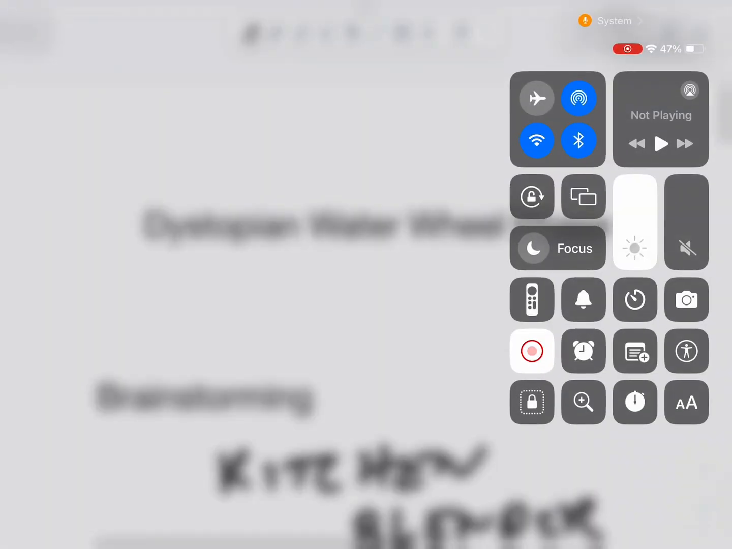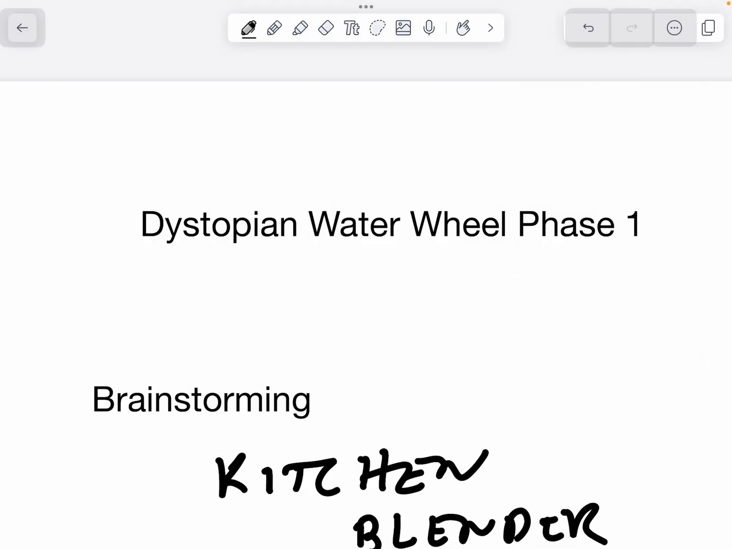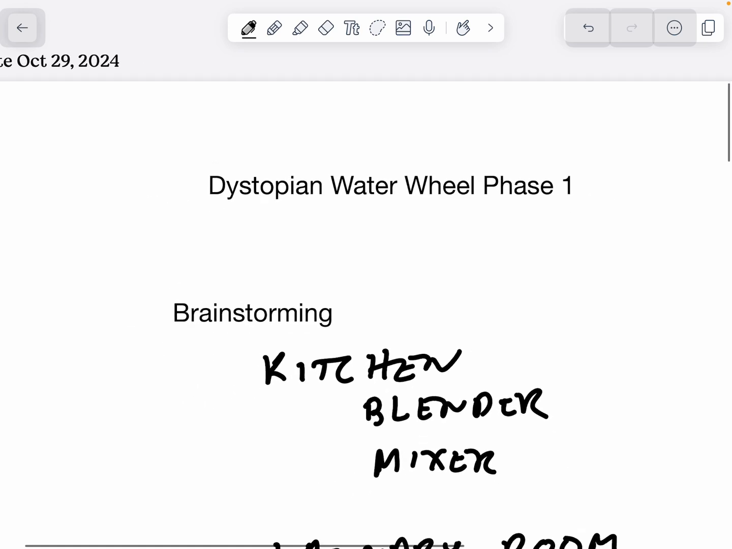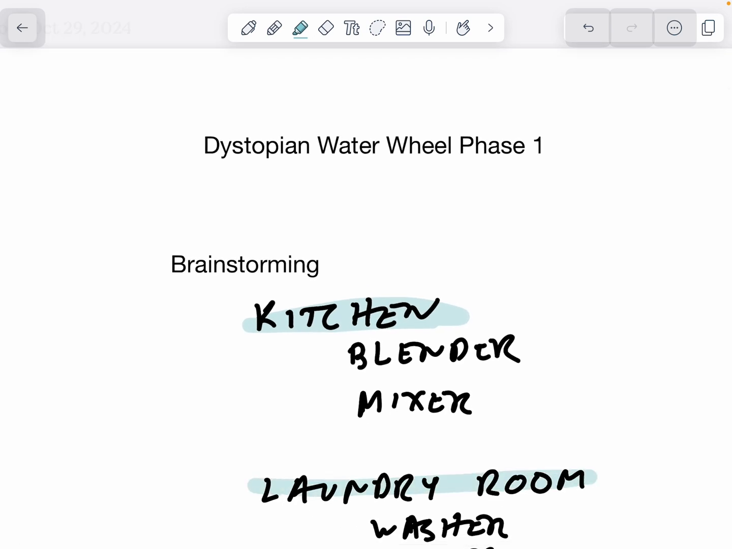Okay, so I'm going over the dystopian water wheel phase 1 today. You're going to start by brainstorming different rooms. Like, oh, I could do a kitchen, I could do a laundry room, and you're going to come up with maybe 4 rooms, or more, that you can possibly do.